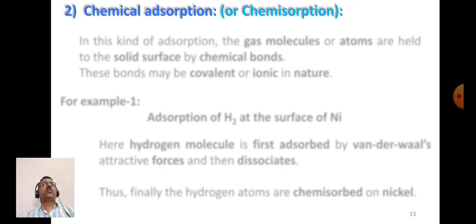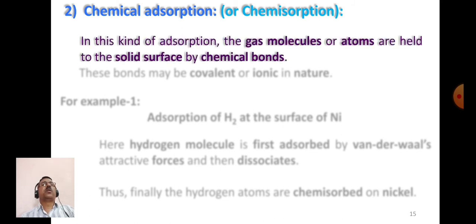Now the second type of adsorption is chemisorption, in which molecules or atoms are held to the solid surface by chemical bonds. As gas molecules or gas atoms are held to the surface of the solid adsorbent by chemical bonds, and these chemical bonds may be covalent or they may be ionic in nature.